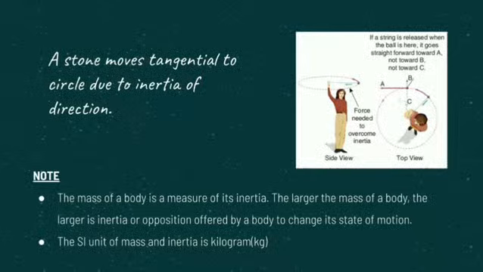The SI unit of mass is kilogram, and so the SI unit of inertia is also kilogram. So this inertia is one of the factors that makes us resist the change in our state of rest or motion. All these were kept in mind by the great scientist Newton to formulate three laws of motion, which we shall see in the next video.